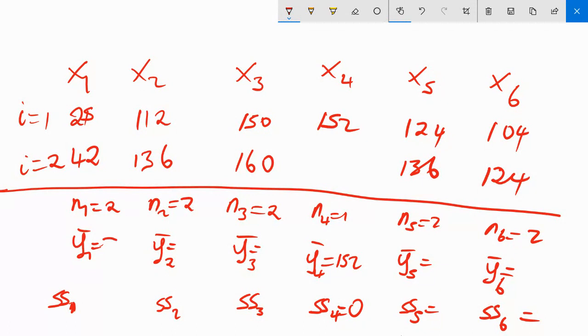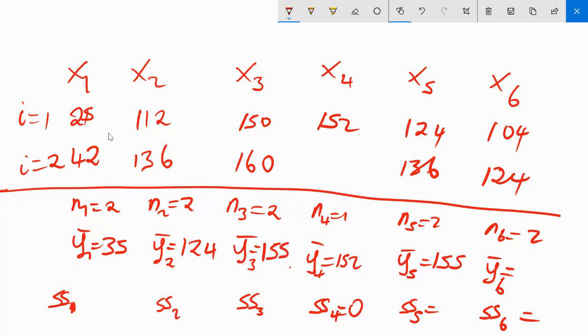It's 135, sir. Then this one? 124. Then this one? 124. And then this one? Oh, the fifth one? And then the last one? Y3 is 155. Yes, 155.